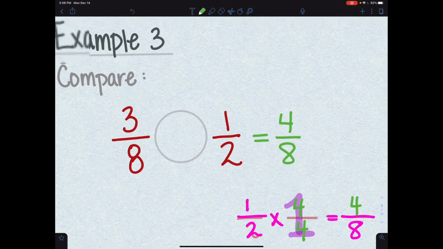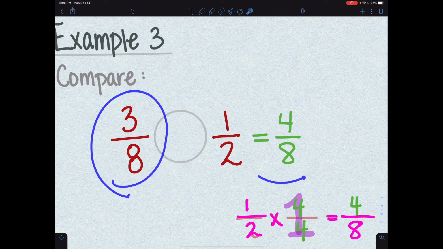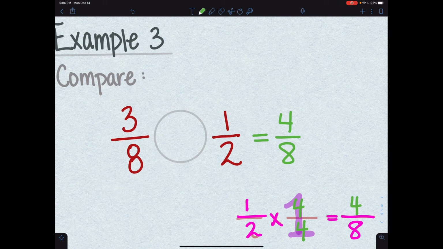Now when I look at this comparison again, what we're comparing is 3/8 and 4/8. And now you can see which one's bigger. Easy peasy. The 4/8 is bigger, or 1/2 is larger than 3/8.